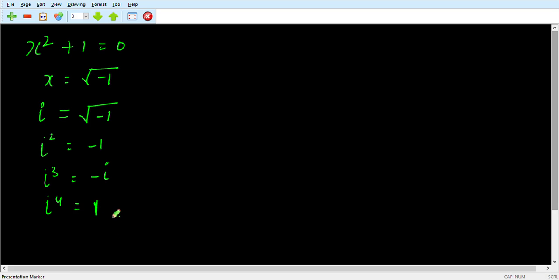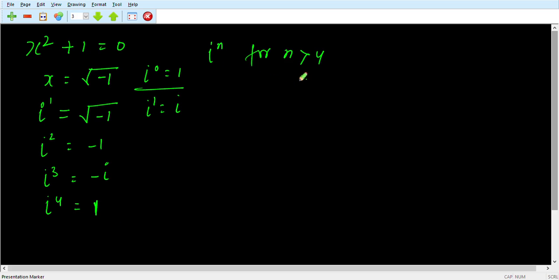So what happens if I increase the order of iota further? For example, iota to the power n, for n greater than 4. We know iota to the power 0 will be 1 itself. So we know iota to the power 0 is 1, iota to the power 1 is iota itself, iota to the power 2 is minus 1, iota to the power 3 is minus iota, and iota to the power 4 is 1. So what if the order of iota is more than 4?